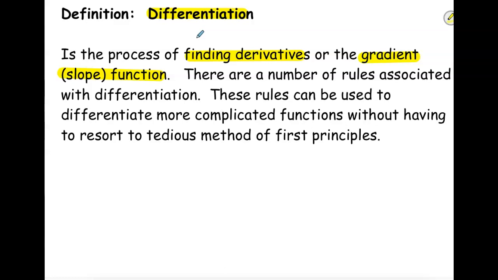There are a number of rules associated with differentiation, which we'll be getting to. These rules can be used to differentiate more complicated functions without having to resort to the tedious method of first principles, which we will not cover in our course. If you were in a traditional calculus class, you would get into that.